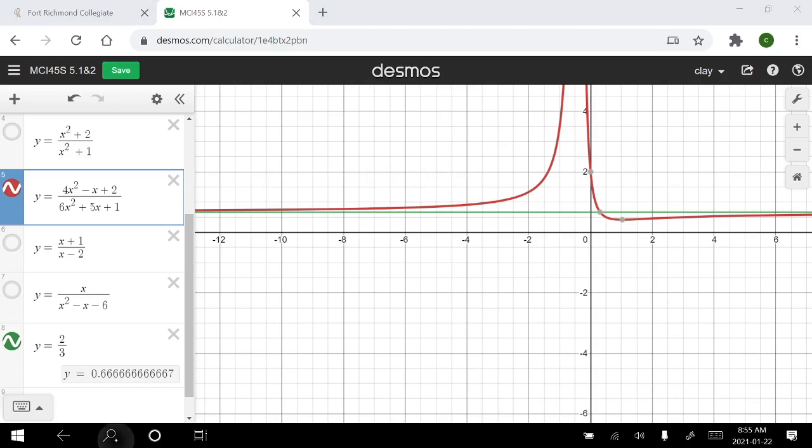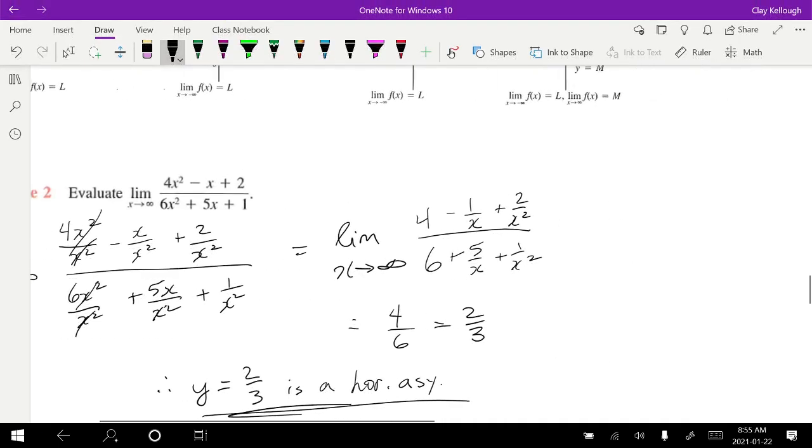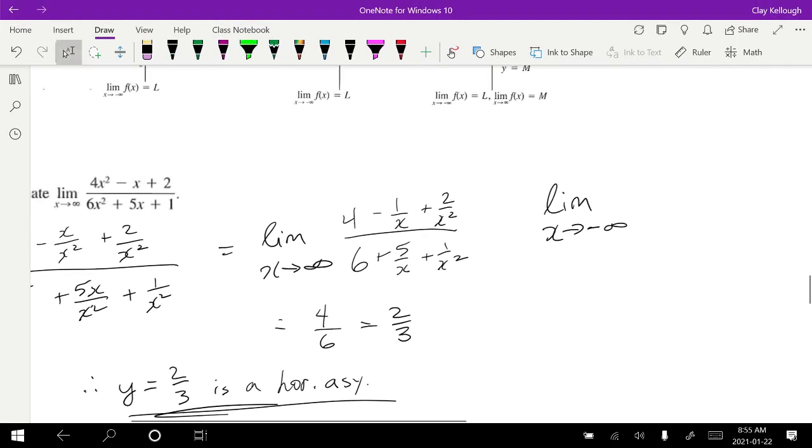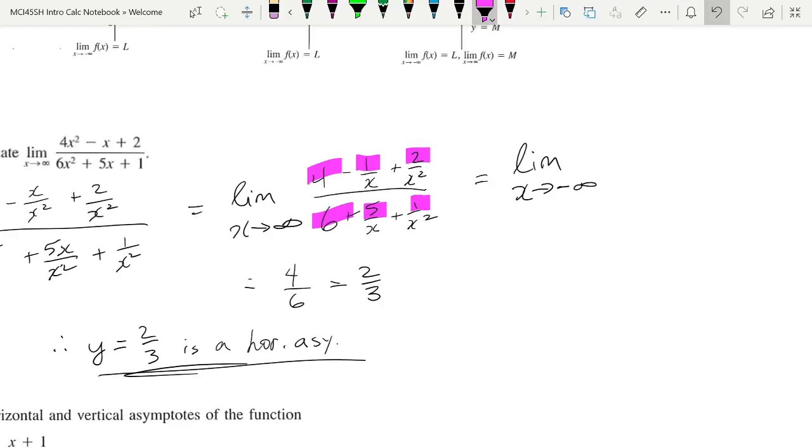Let's go back to the actual question again. What would happen if I was doing the limit as x approached negative infinity? Would it be any different than that? Not really, because dividing 1 and 2 and 5 and 1 by a negative teeny tiny decimal still isn't going to change the fact that that's 4 over 6. Right? So as you can see, you get the asymptote from both directions. Okay, cool.